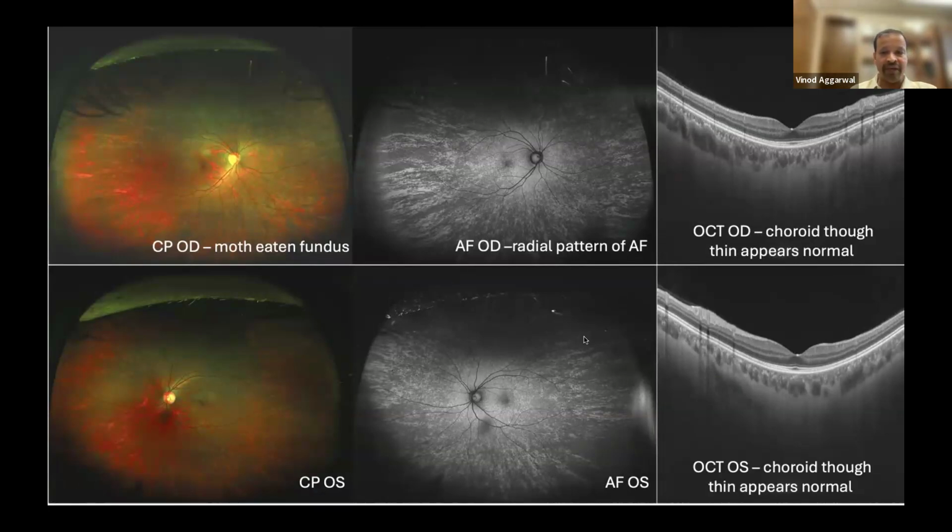Though the picture may vary from patient to patient, most of the X-linked carriers would have subtle pigmentary changes, especially if you see carefully. So this is a patient of a choroideremia carrier with a son who definitely had choroideremia.